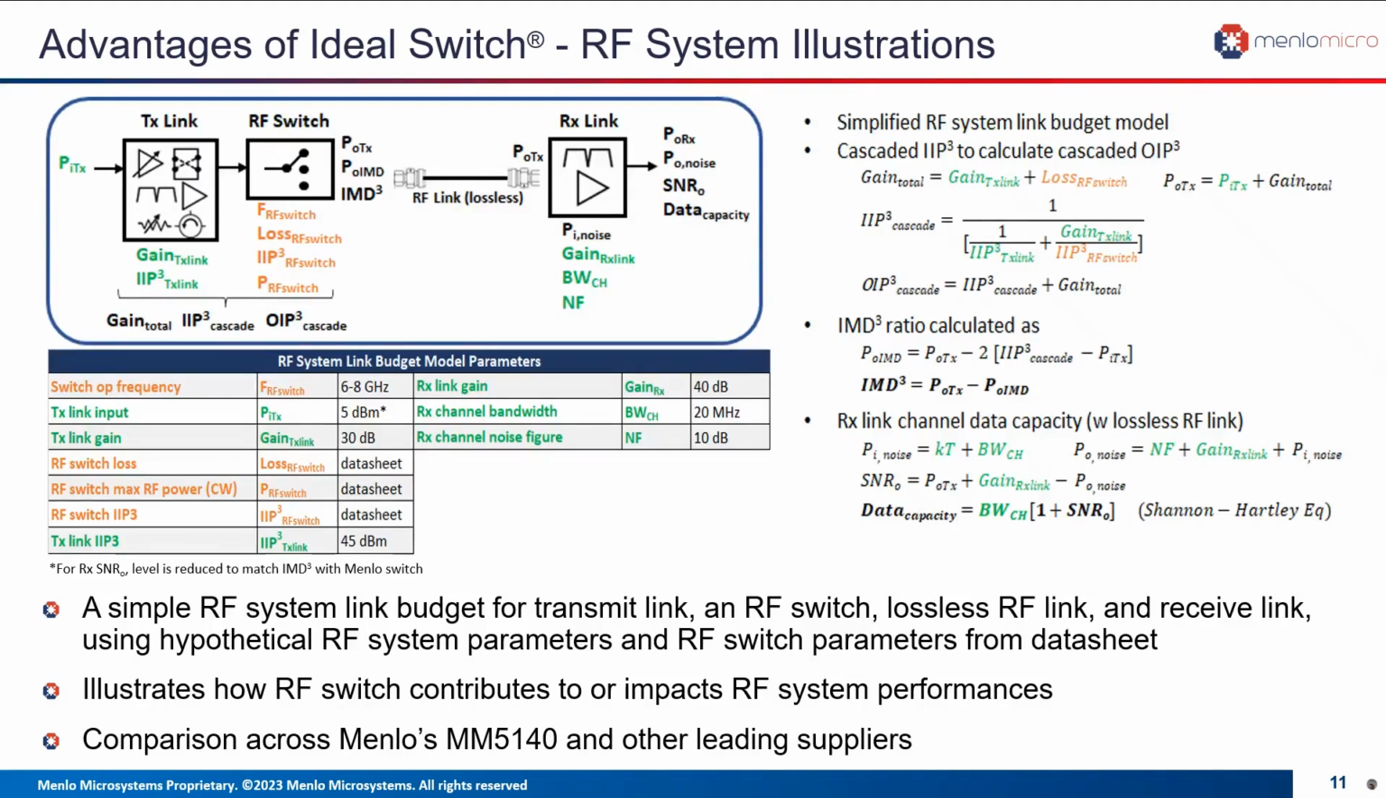Then we performed a cascaded link budget analysis on the linearity of this RF system link, and also on the channel data capacity using Shannon's communication channel capacity equation. So for the next few slides, I will summarize how RF system performances are impacted by the RF specs across different switch technologies.